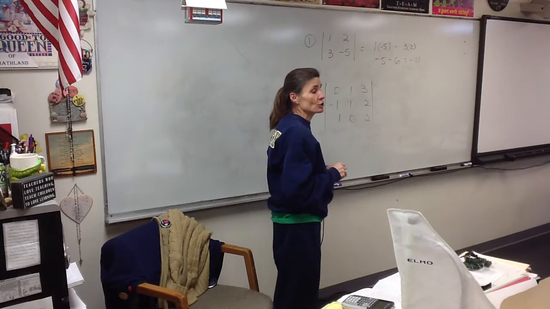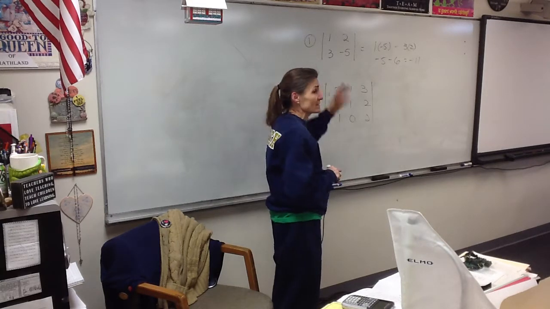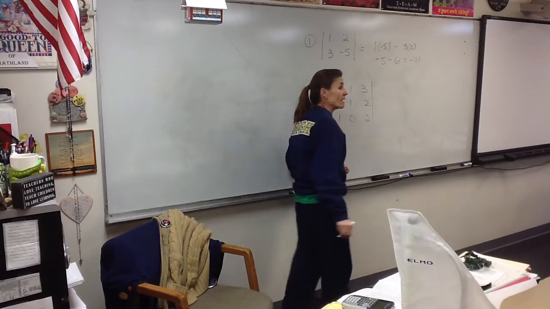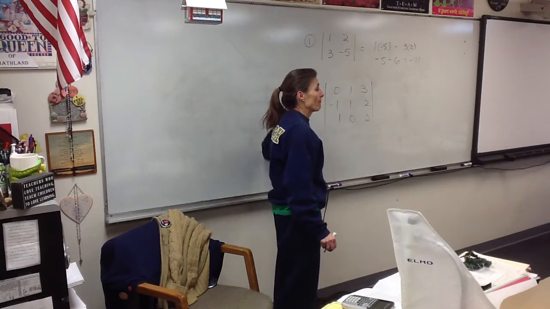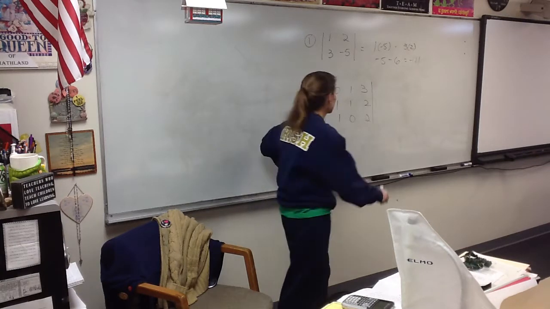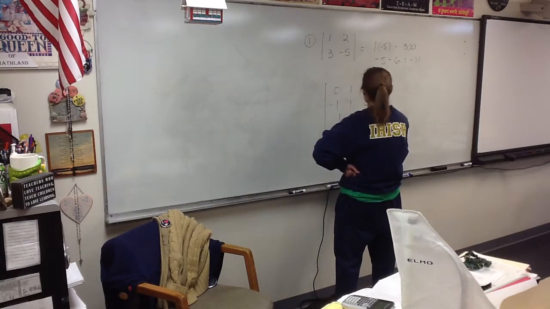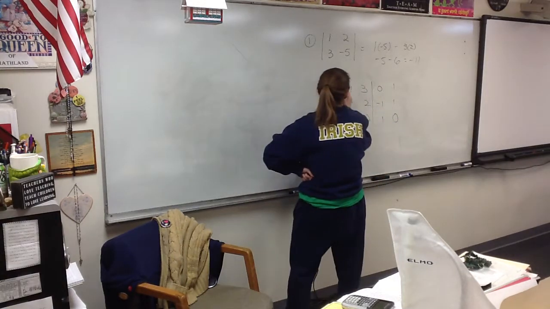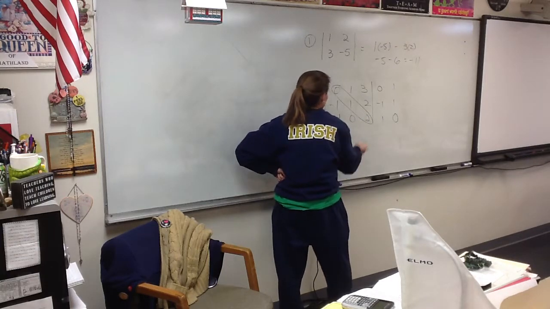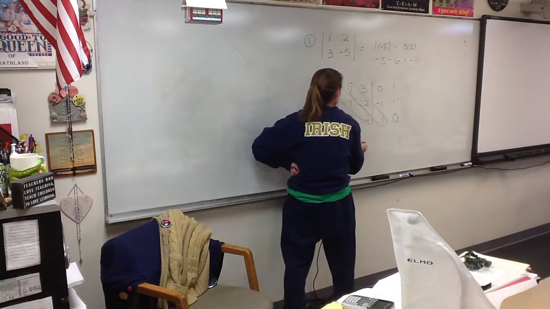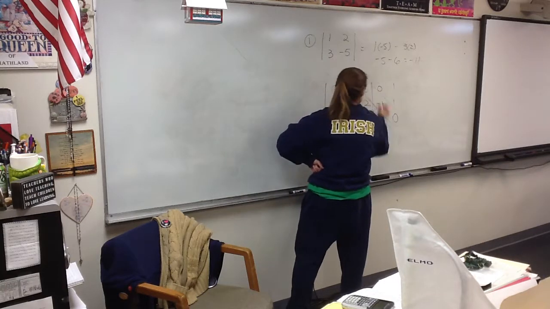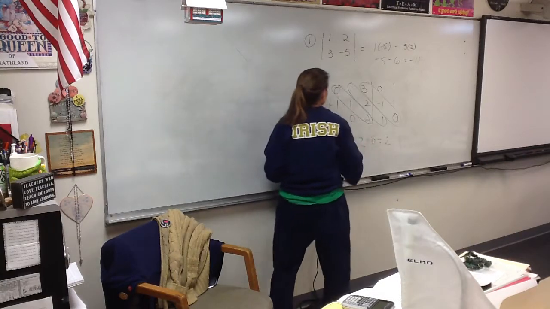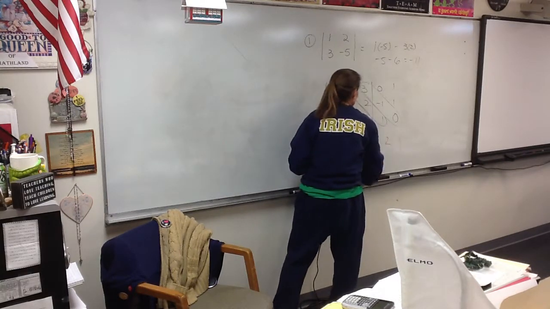If you had done your homework, you would have practiced several of those, and it would have been so easy for you. Now, the 3 by 3s, we recopy the first 2 columns. And then we multiply, and multiply, and multiply, and total that up. So we multiply those numbers, multiply those numbers, multiply those numbers, and add them up.